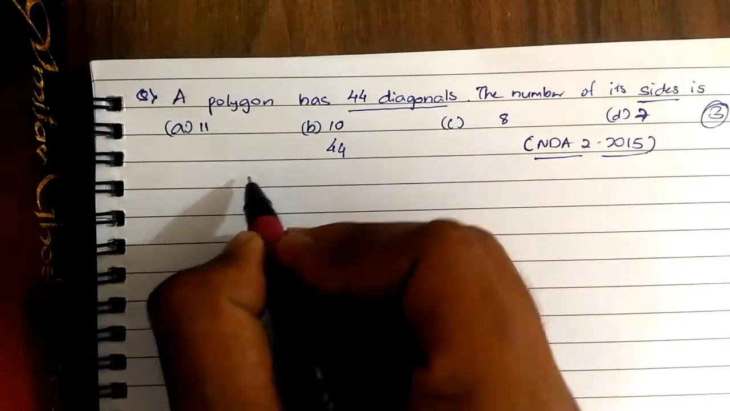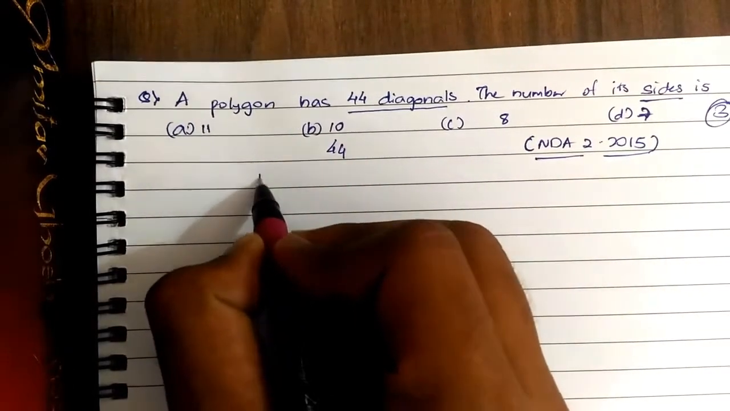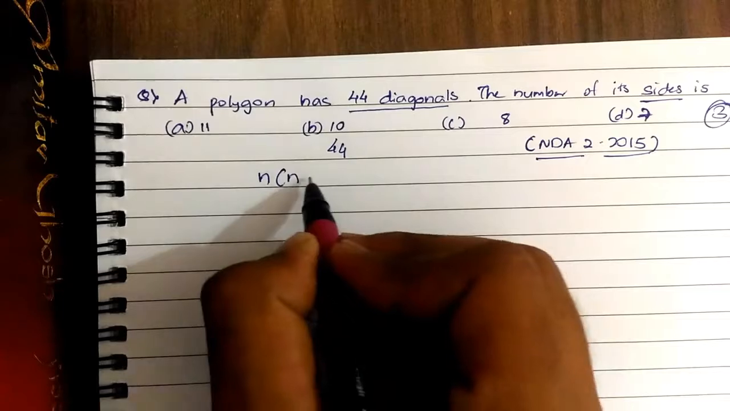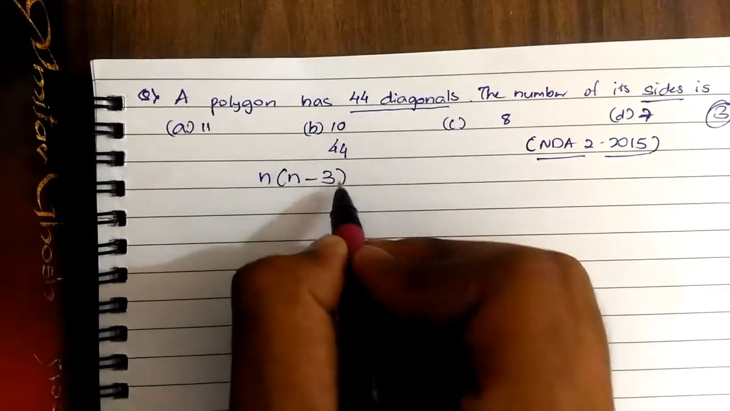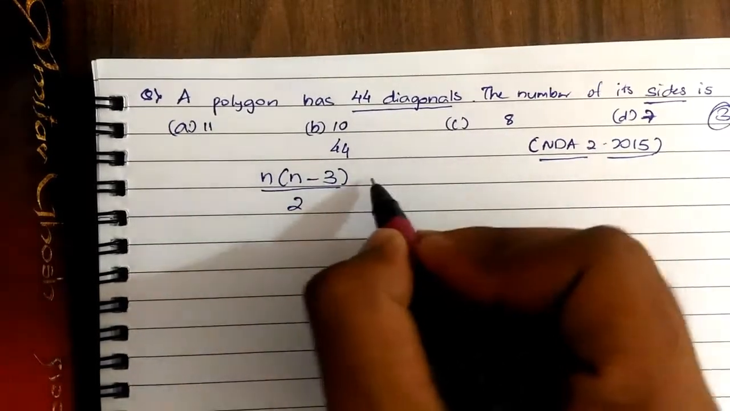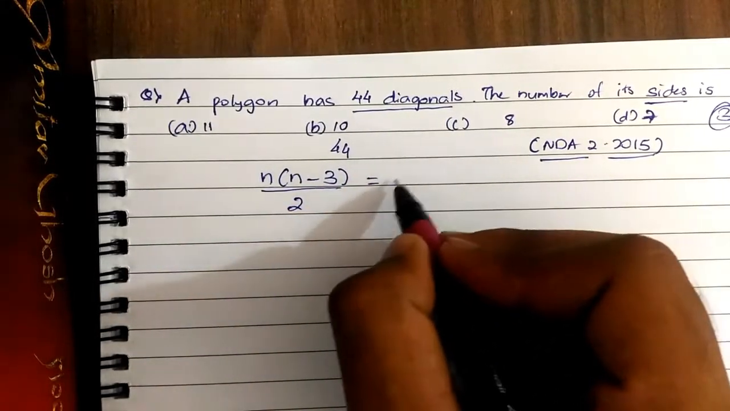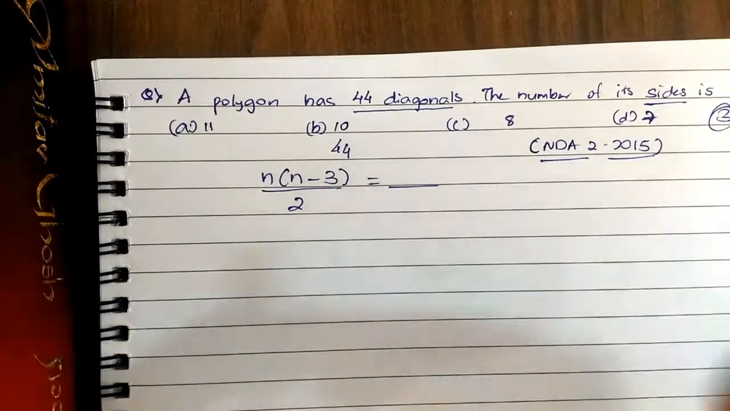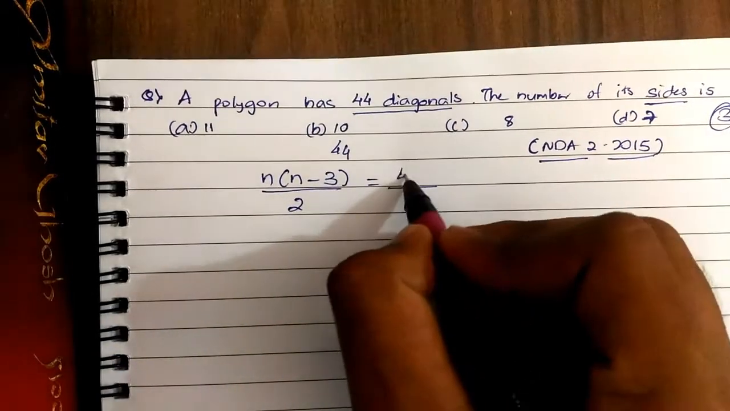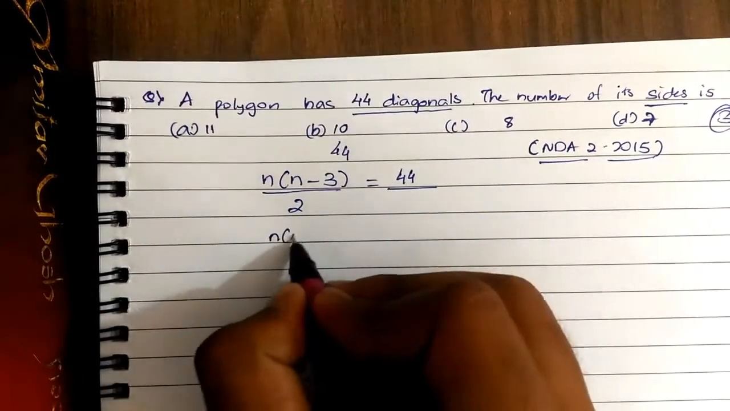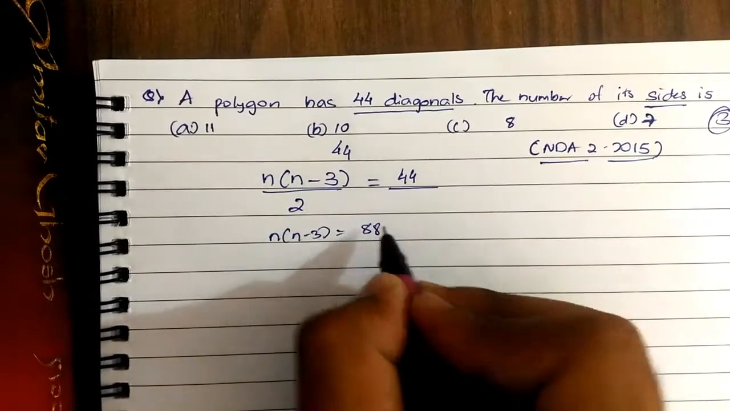There's a formula for that. You have to remember this formula every time, as they ask 1 or 2 questions related to this. It's n into (n minus 3) by 2 is equal to the number of diagonals that can be formed in a polygon. So here they have given 44 diagonals. So it is n into (n minus 3) is equal to 88.